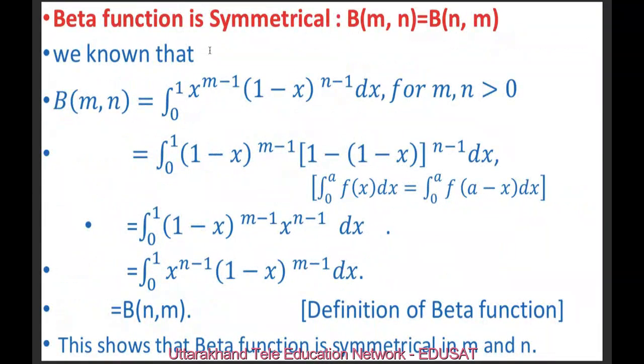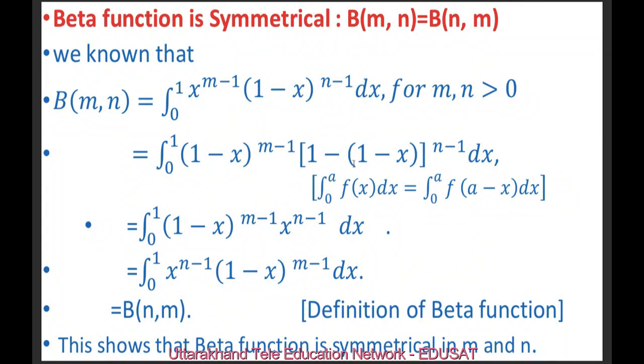Now the beta function is symmetrical in m and n. It means it remains unchanged if we replace m by n or n by m. That is beta(m, n) is equal to beta(n, m). We know that by definition of beta function it is equal to integral 0 to 1 x raised to power m minus 1, 1 minus x raised to power n minus 1 dx, where m and n are positive real numbers.